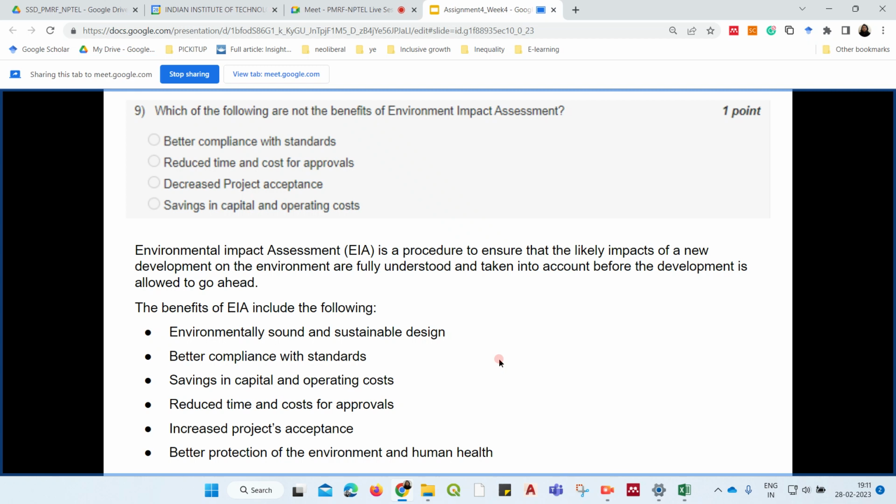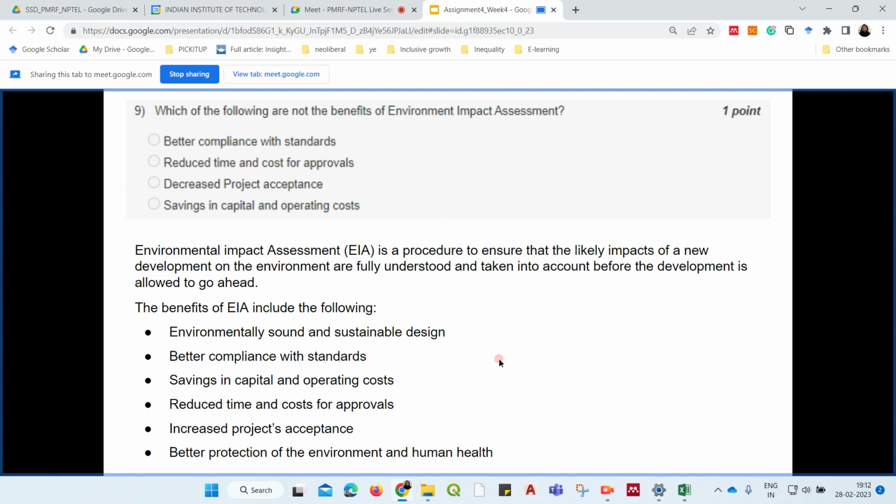So which is not a benefit of EIA? The first option is better compliance with standards. This is a benefit of EIA, so this is not the correct answer. Then reduced time and cost for approval. This again is a benefit of EIA, so this is not the correct answer.